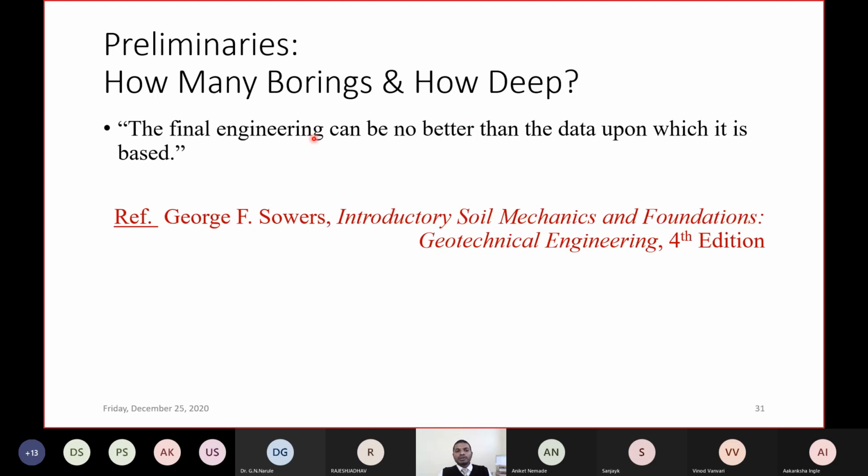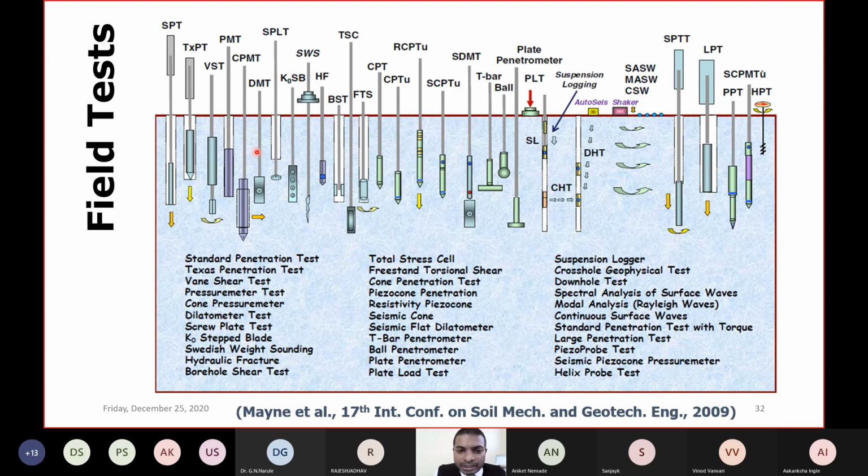How many borings and how deep? The final engineering can be no better than the data upon which it is based. So Sowers has already defined. Whatever data I am obtaining from the site itself should be taken into consideration for designing all these factors. So the theory part is covered a bit.